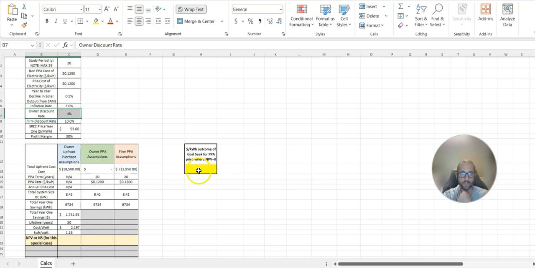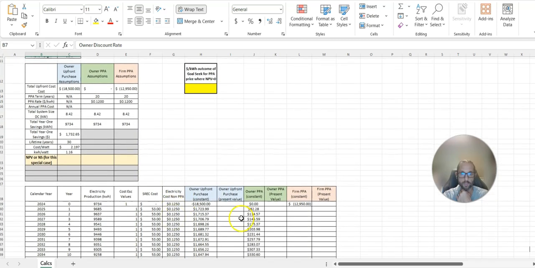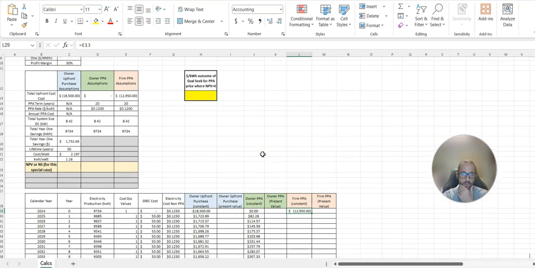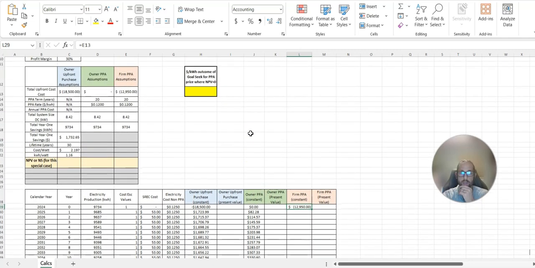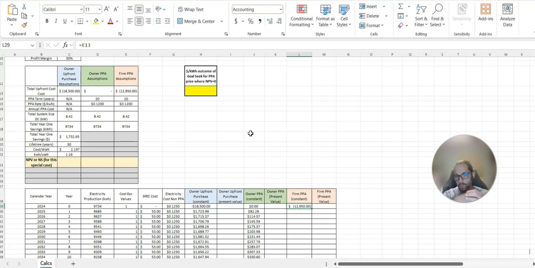The profit margin is 30%, but that's already included in this upfront price. So I want you to think about how that works and how you can tweak that moving forward. Really you just need to think about the first 20 years of the PPA from the firm's perspective. So the main thing is just be careful about current and constant dollars.